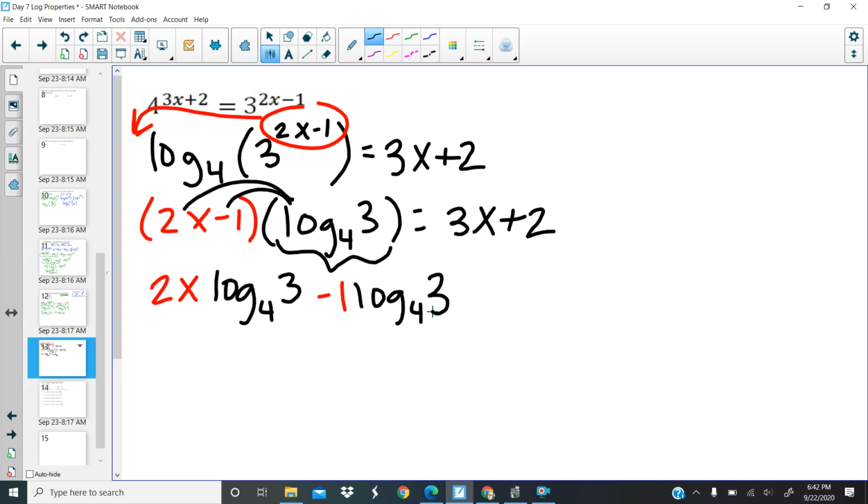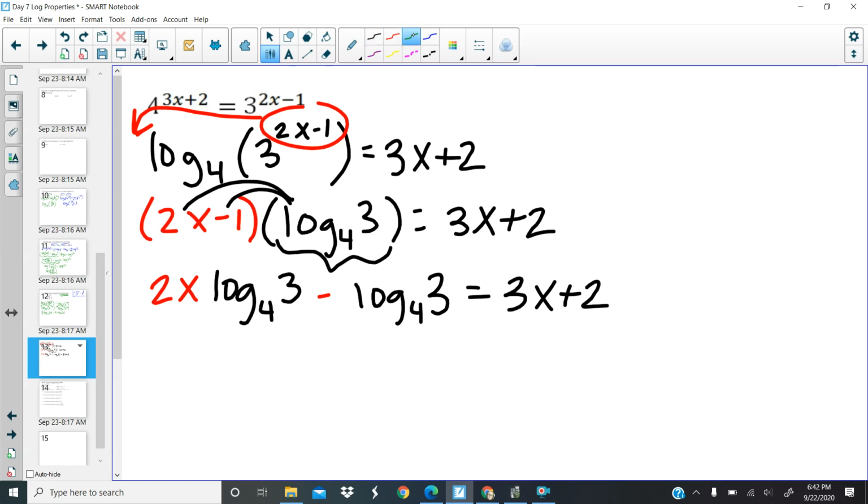And then minus 1 times log base 4 of 3 is just going to be minus log base 4 of 3. And then all of that is going to still equal my 3x plus 2. And so now at this point, I just have 2x times some number minus a number equals 3x plus 2, which is just a number, obviously.